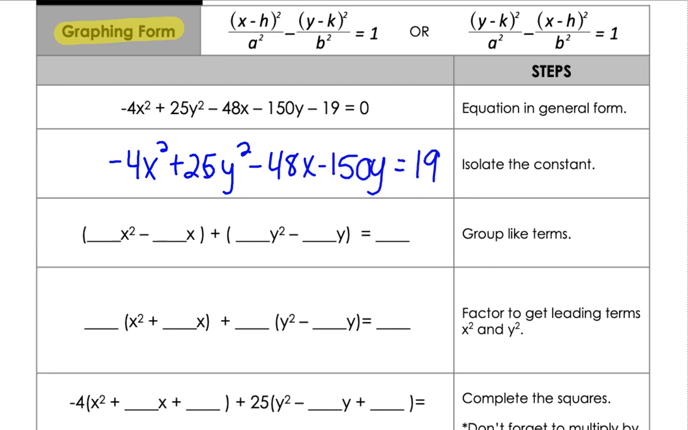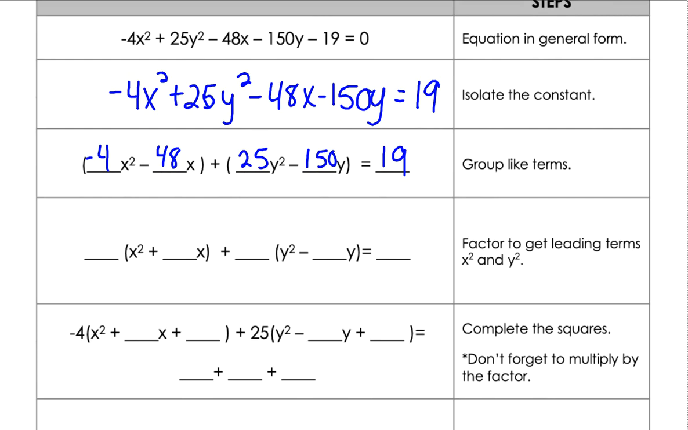So now my equation would equal 19. And then again, I would group my like terms. So I would move the negative 4x squared and the negative 48x together, and I would get my 25y squared and my negative 150y together as well. And I do that so that I can start the process of completing the square.